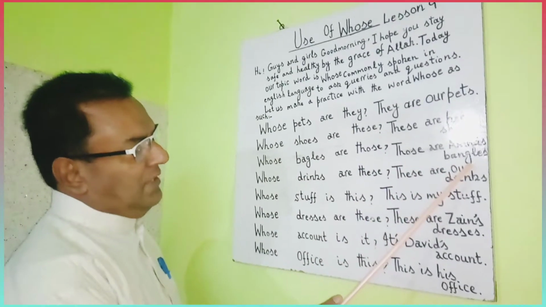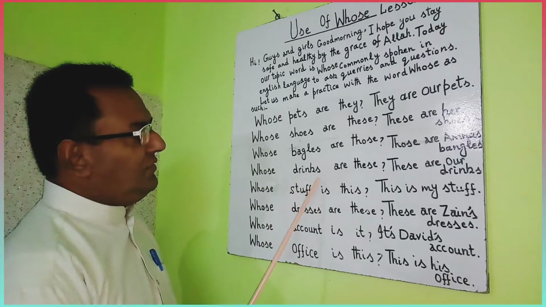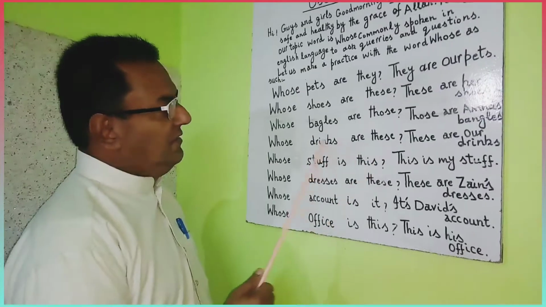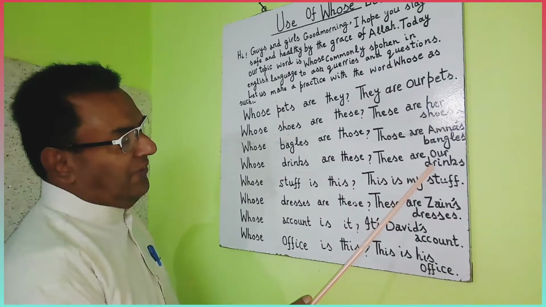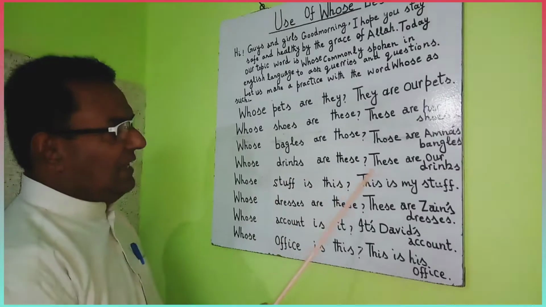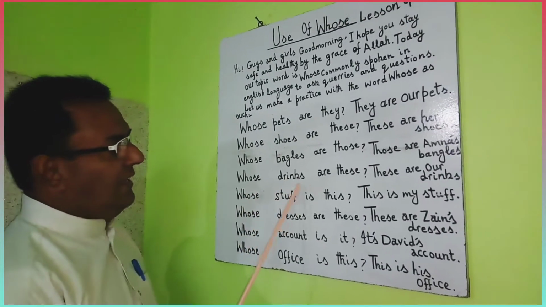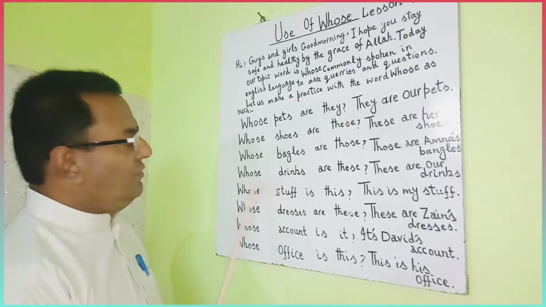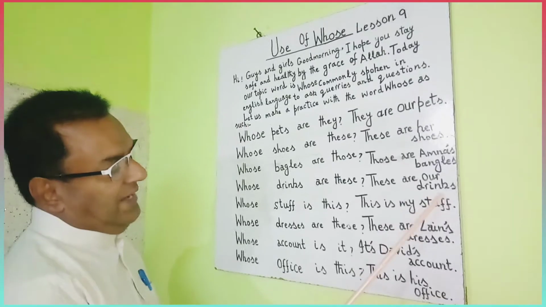And next one is: Whose drinks are these? These are our drinks. Say again: Whose drinks are these? These are our drinks.